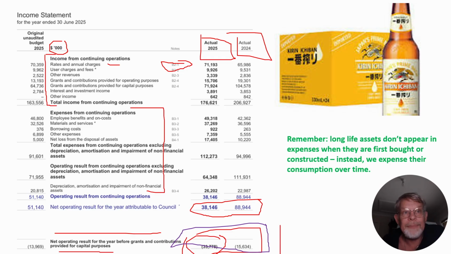Now, on the expenses side, it's roughly in thirds. Typically, about a third is employee costs and on costs and entitlements and all those things. A third is usually typically materials and contracts. It's not quite exact. And a third is usually depreciation. I think most people can understand most of those categories, except for the depreciation, which is confusing a lot of people, and confusing a lot of people in our state governments across the country.